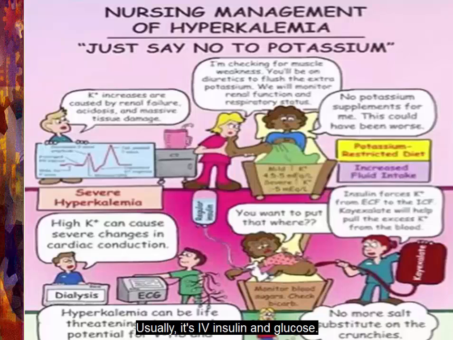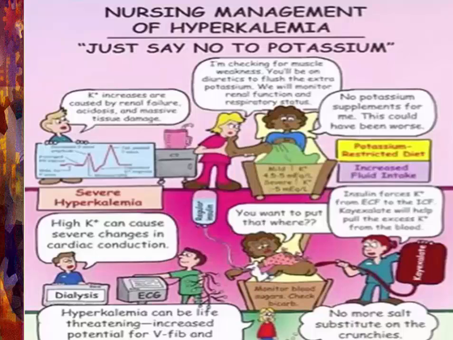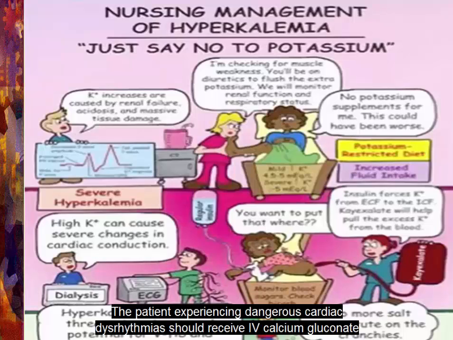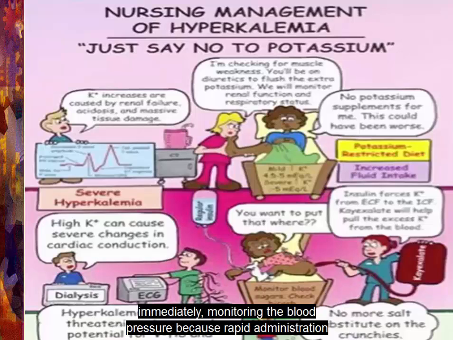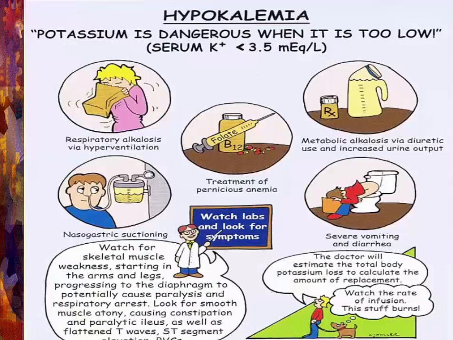Usually, it's IV insulin and glucose. Sodium bicarbonate is used if the patient is acidotic. All patients with clinically significant hyperkalemia should be on an ECG to detect dysrhythmias and to monitor the effects of therapy. The patient experiencing dangerous cardiac dysrhythmias should receive IV calcium gluconate immediately, monitoring the blood pressure because rapid administration of calcium can cause hypotension.